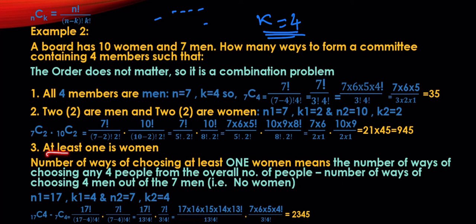So here, at least one woman. The number of ways of choosing at least one woman means the number of ways of choosing any four members or any four people from the overall number, minus, because this is the maximum number. I can choose anyone from any group, which is a huge number in thousands, minus the number of ways that all of them will be men, choosing four men out of the seven men, no woman.